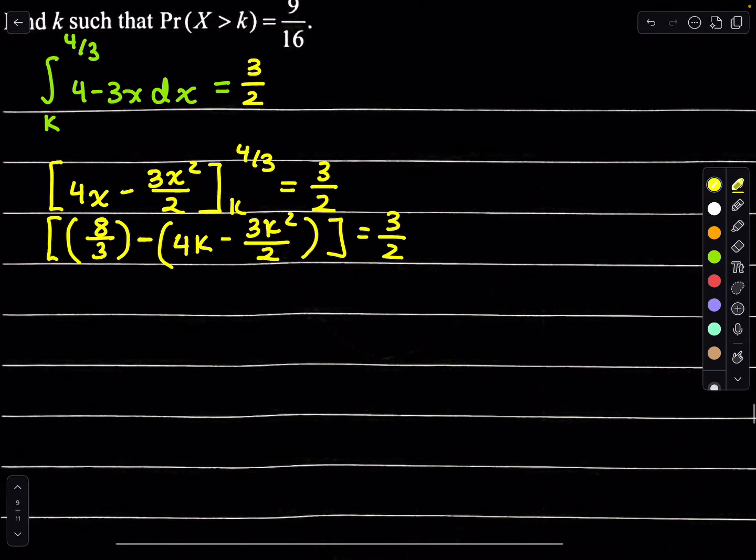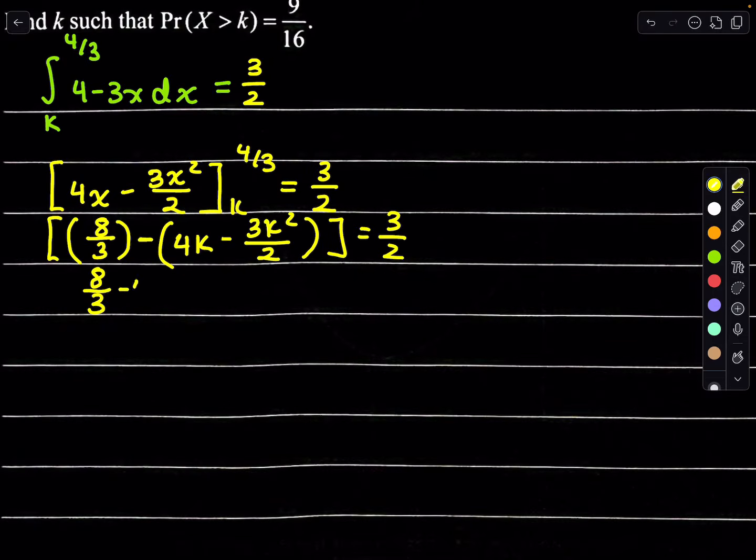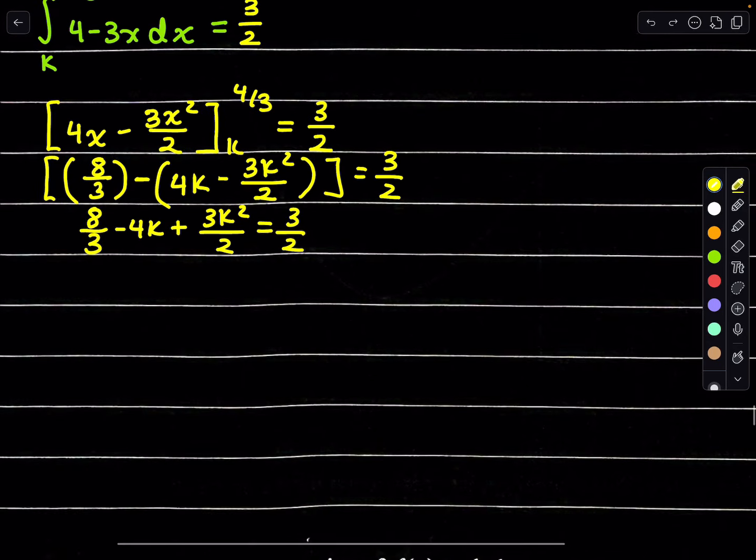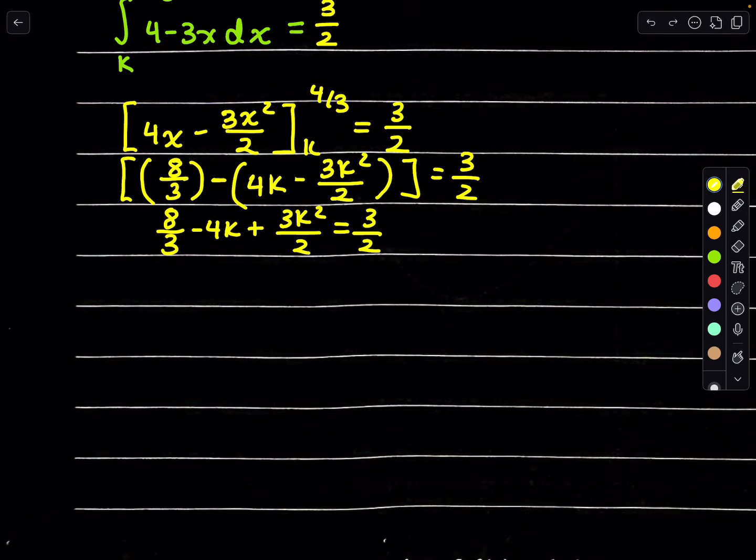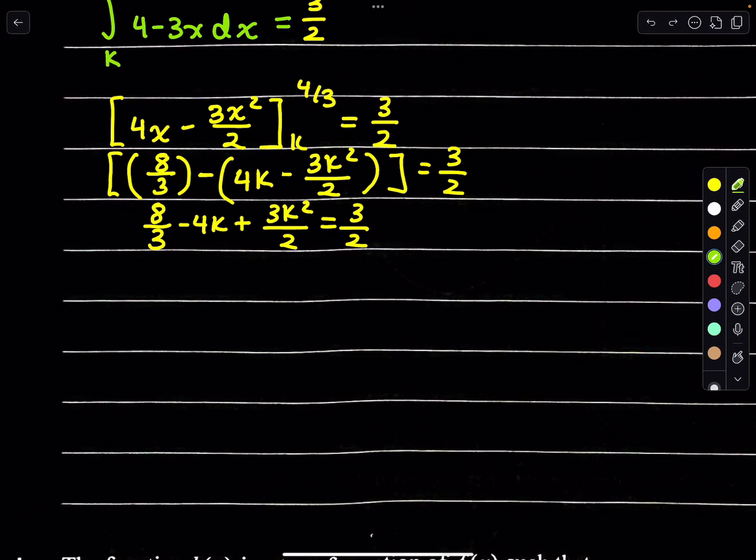Done. And so what we're going to do is, of course, expand it. Negative times that is -4k, and negative times that is positive 3k²/2, equals 3/2. Now, there's no common denominator, but a common denominator of 3 and 2, what is that? It's 6, because you can just multiply them. Imagine multiplying the whole function by 6. That's what I'm going to do. If I multiply this by 6, 3 goes into 6 twice, so this will be 16. In that case, I think I might just overconfuse a lot.